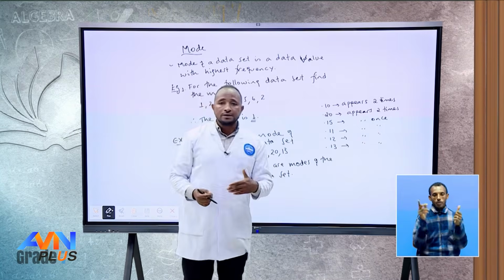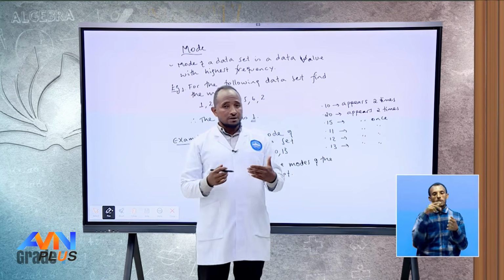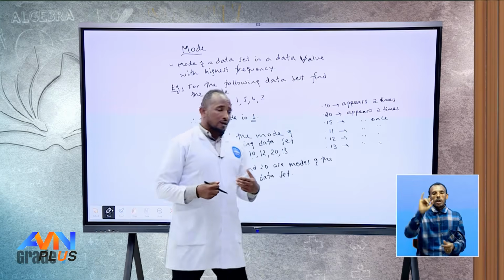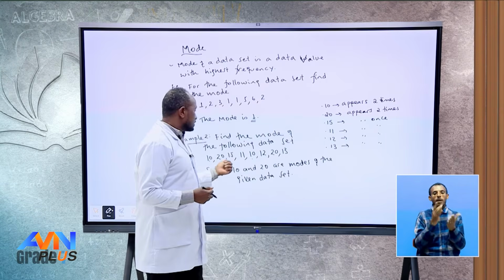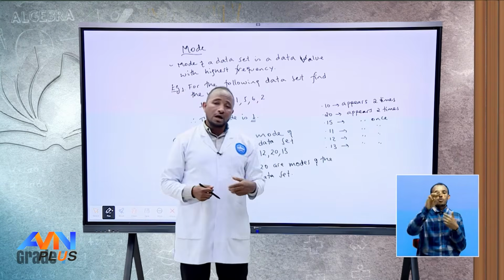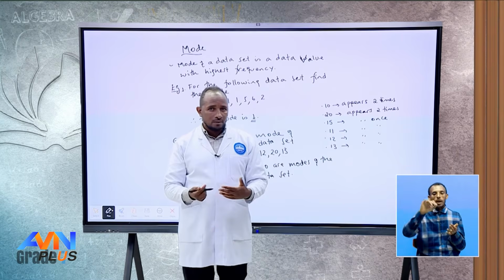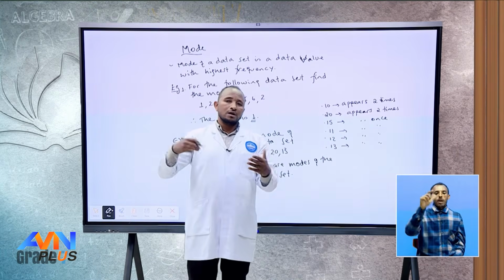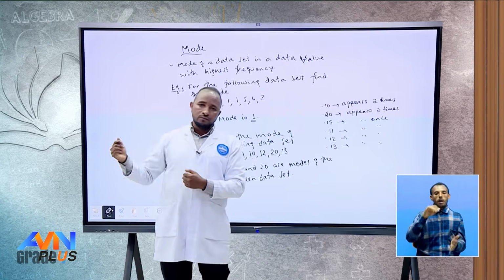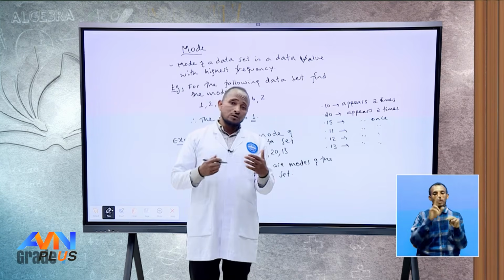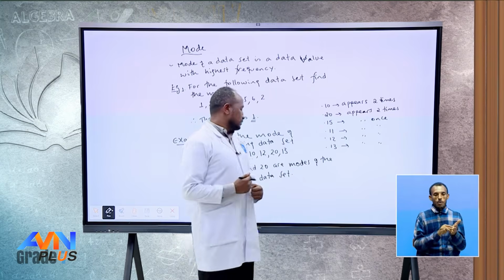Therefore, a given data set may have one mode, as in example 1. In that case, we say that the data is unimodal. And a data set may have 2 modes, as you can see here. In that case, we say it's bimodal. If it has 3 modes, trimodal, and so on. And a data set may not have a mode also. Let's see this through an example.